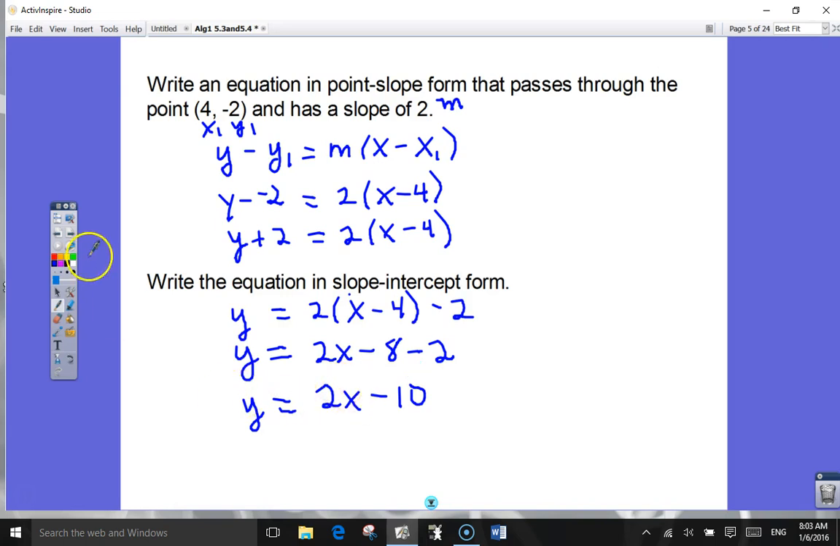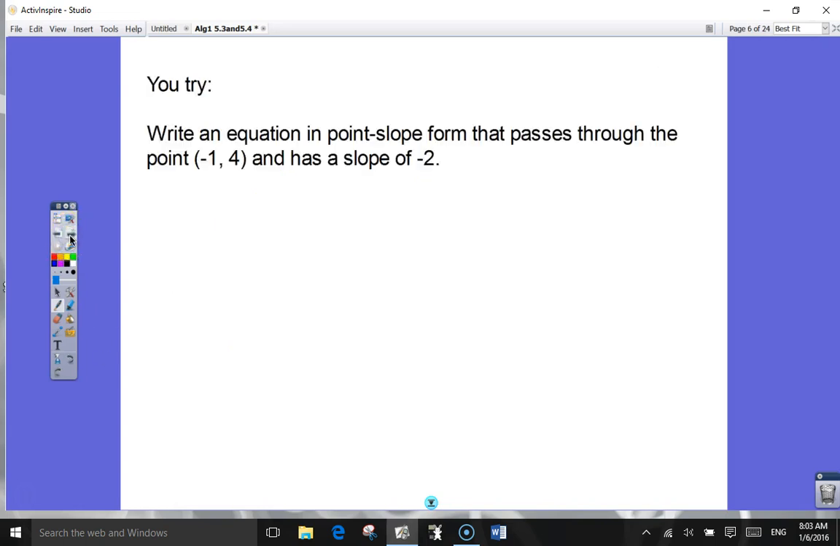So my guess is that now you get to do one. Write in point slope form. It doesn't say to solve for y, it just says put it in that point slope form.